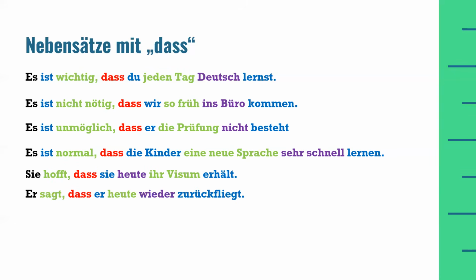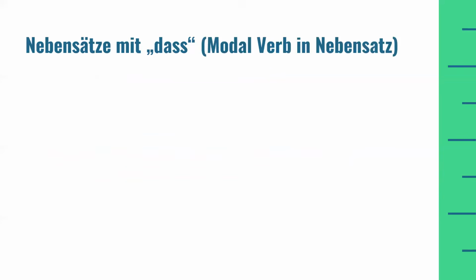Er sagt, dass er heute wieder zurückfliegt. He says, now what does he say? In order to know this, we have to have a Nebensatz that will start with dass: dass er heute wieder zurückfliegt, that today he flies back again. Again, the subject er comes after dass, and zurückfliegen, which means to fly back, is conjugated according to the subject, so it becomes zurückfliegt.